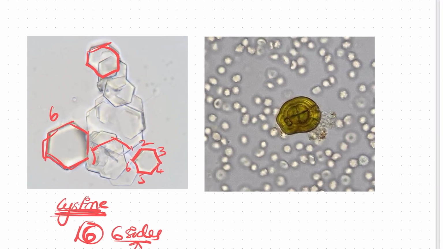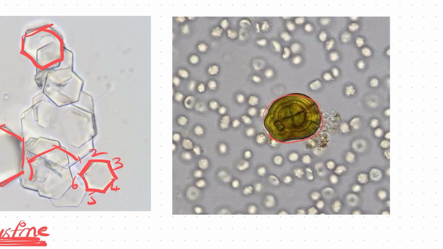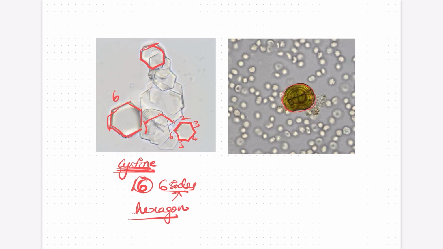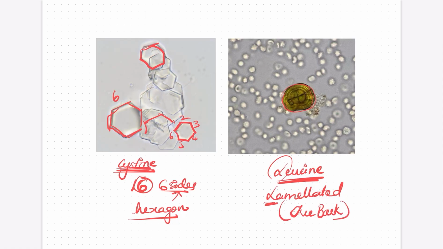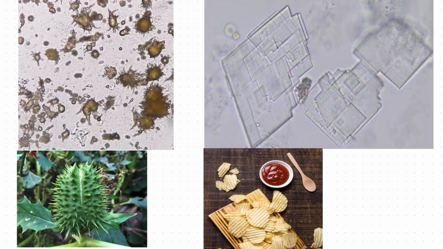So this lamellated appearance, it appears almost like a tree bark. The cut section of a tree bark appears like this, with this lamellated appearance. This is seen in leucine crystals. Leucine has a lamellated appearance, almost like a tree bark. In this slide you can see it is pigmented.